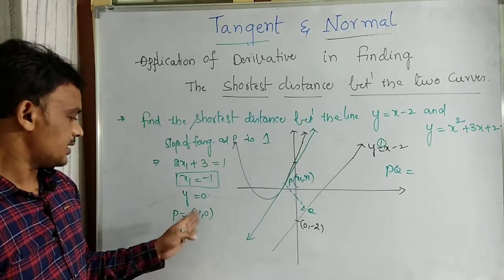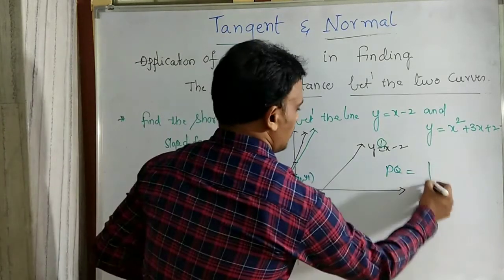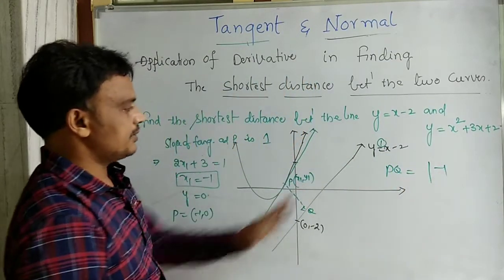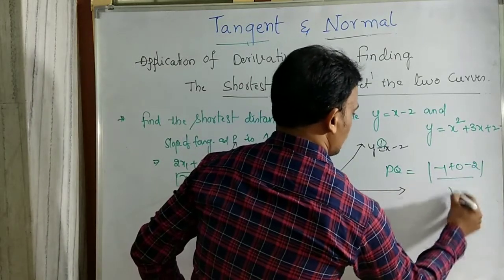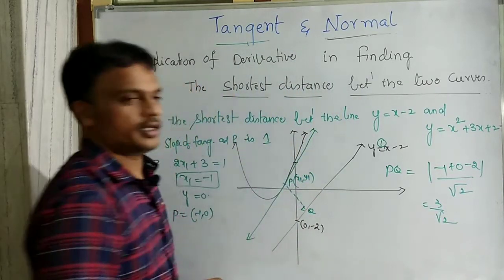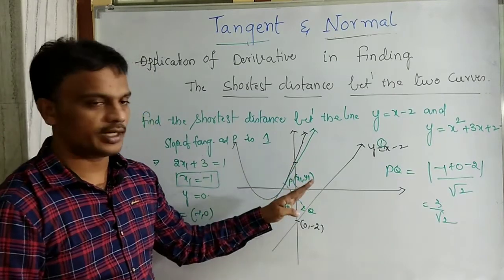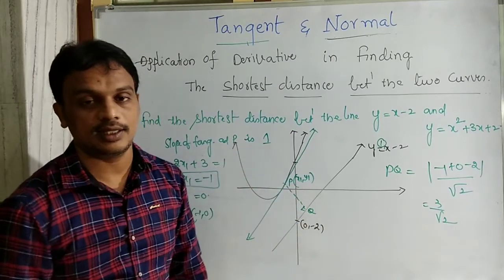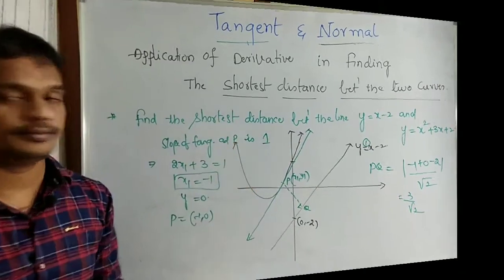That is the distance of the point P, minus 1 comma 0, to the line. So it is modulus of ax1, which is minus 1, plus by1, which is 0, and the constant minus 2, by root of a square plus b square, which is 3 by root 2. Right? Very important concept: the shortest distance between a curve and a line, or between two curves which are not intersecting. That is the main thing. Okay students, make a note.